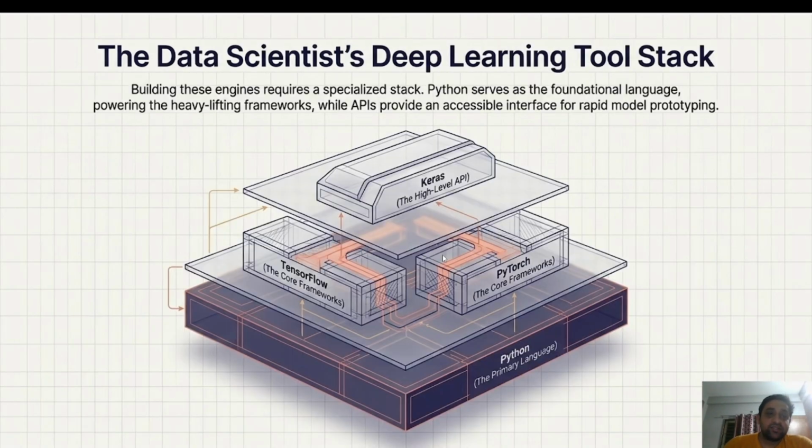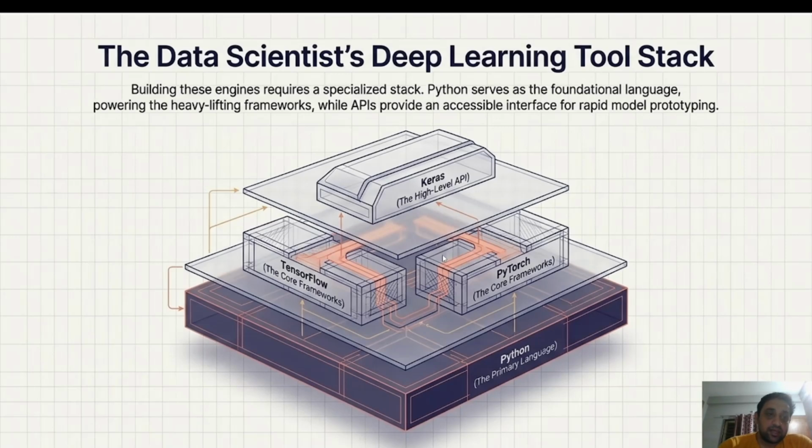Now, the data scientist's deep learning tool stack. So, you want to build a deep learning engine. What tools do you actually need? The modern deep learning stack has three layers, and you can see them visualized here as a literal stack. The foundation: Python.